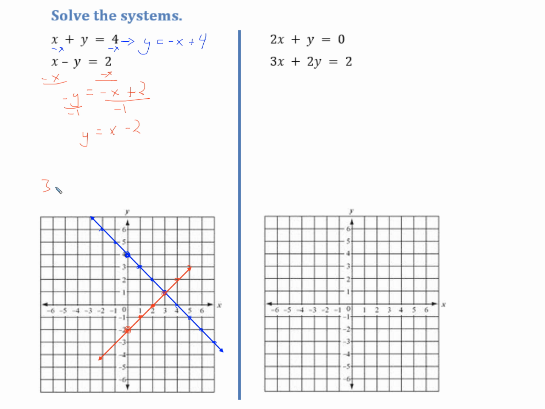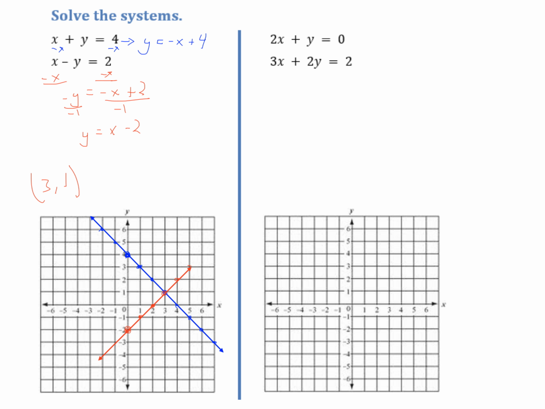So 3, 1, which means we could put that back in here. So x is 3, 3 plus y, which is 1, 3 plus 1 is 4, it works there, and then put 3 in for x here, 3 minus y, which is 1, 3 minus 1 is 2. So we see that that point works for both of these equations.